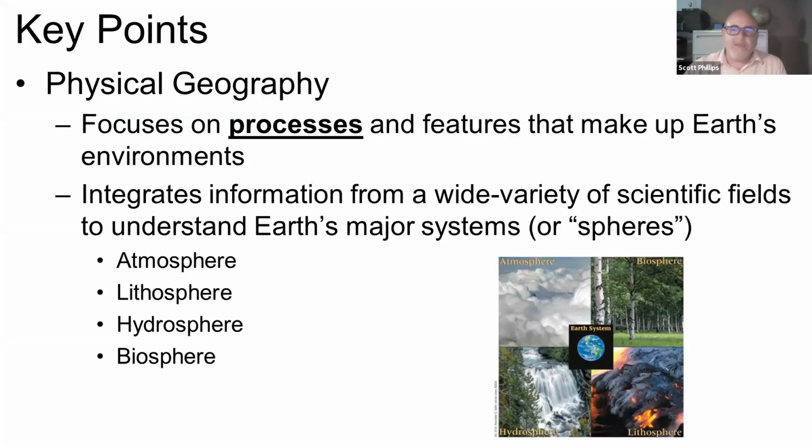So let's define this a little bit. Physical geography focuses on processes and features that make up Earth's environments. And I want to pause on that for a second and discuss it. Processes are things that create the environment. You may have a mountain range that's created by processes that have to do with volcanoes or plate tectonics or other things. You can have valleys that are created by erosion. And it's these processes, these things that happen, that create the physical environment around us.